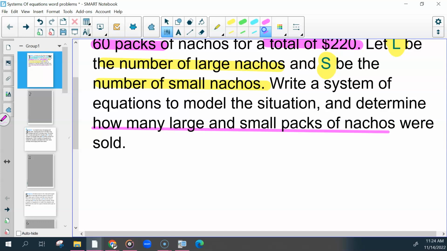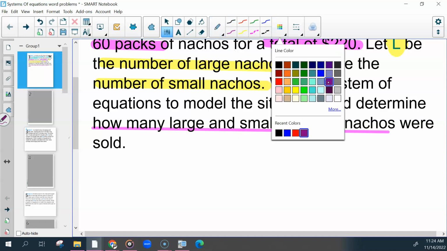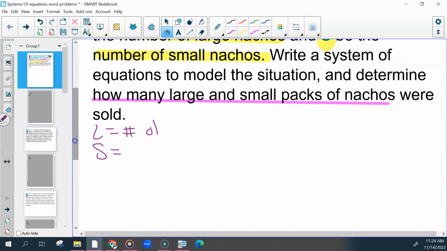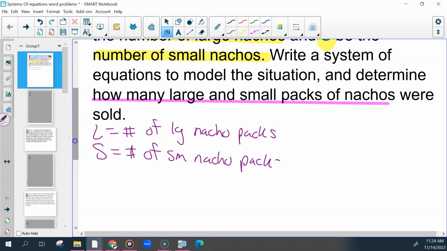Now, in this case, they gave us the variables. They told us what L and S represent. But if we didn't have that information, we would look here and say that L is going to represent the number of large nachos and S would represent the number of small nachos. And we would be specific. So even though they defined it for us, we're still going to write it down here so we know what those represent. So at the end, these are the two things we're looking for, L and S.